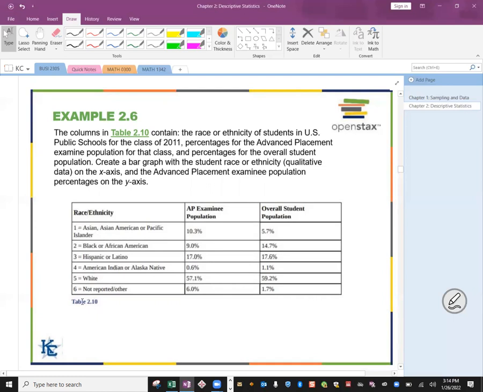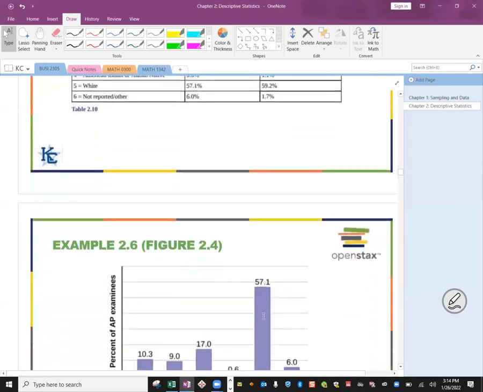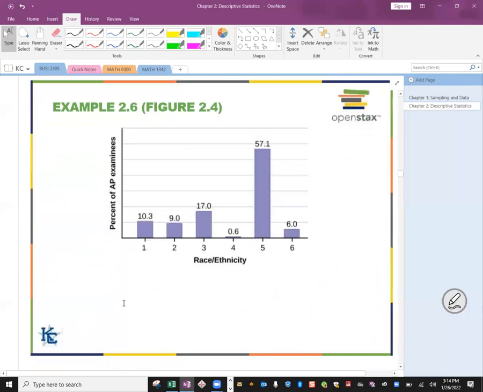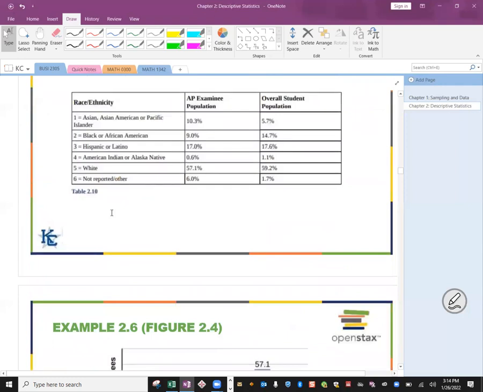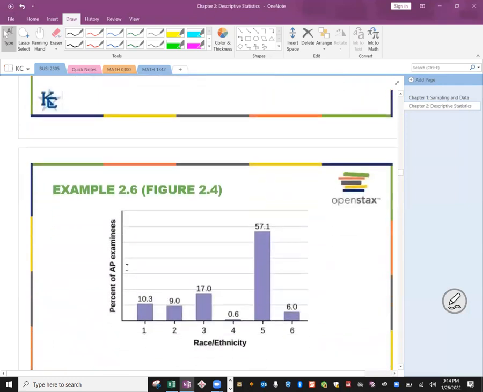We use numbers a lot of times to represent a word so that we can run things in Excel fairly easily. It makes our graphing a lot easier. And then we have overall student population here, and we have the AP exam population. So we can see here that the race and ethnicity is at the bottom, and it's labeled with the numbers that represent the races that we are discussing. And then we have the percent of AP examinees. And so we can see our percentages here.